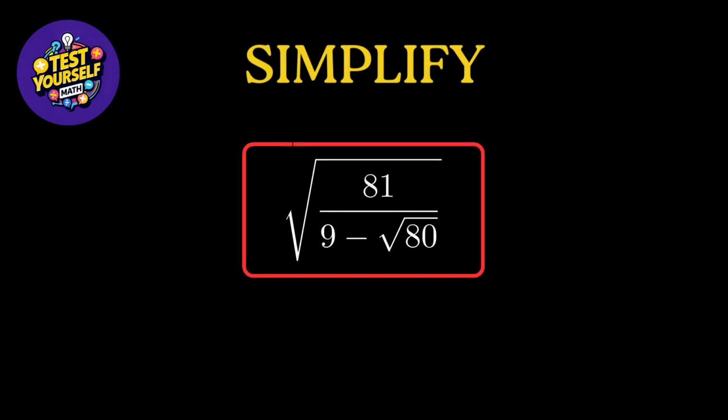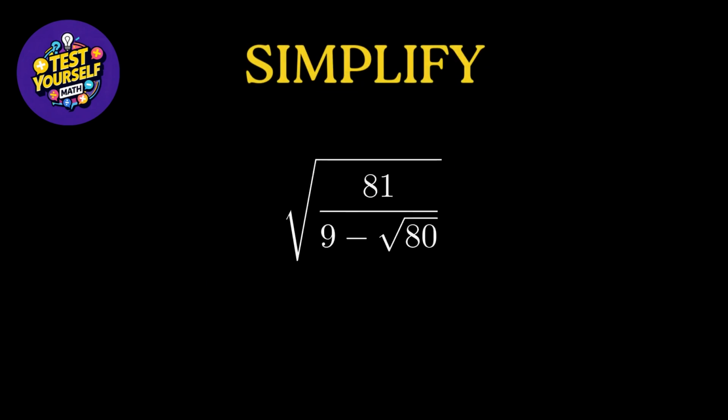We begin with a surd that looks simple at first glance, but hides a clever trick inside. The expression is the square root of 81 divided by 9 minus root 80. Our goal is not just to simplify it, but to make the denominator clean and free of irrational terms.